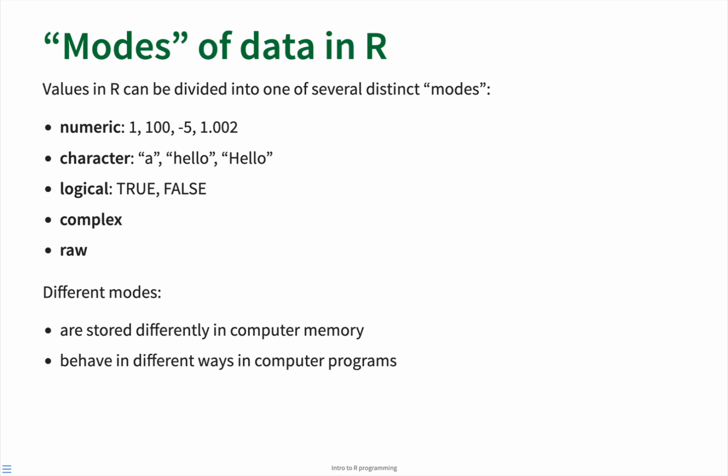It's important to keep in mind the distinctions between different types of data because they behave differently within computer programs. For example, we can add two numbers together and we'll get the mathematical result of adding those two numbers together. But we can't necessarily add two character strings together. What happens if you add the character A plus the character B? That doesn't really make sense. So the type of data that we have influences the sorts of operations that we can do.